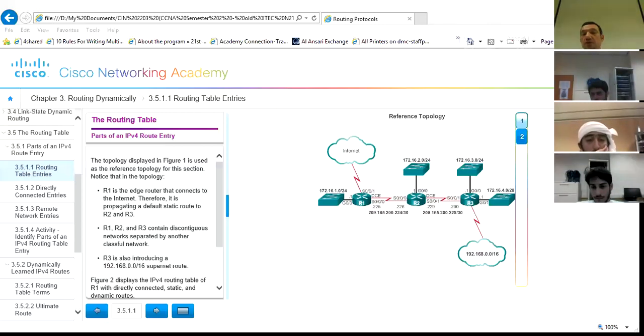If I did not use this 209 address for R1 and R2, and also between R2 and R3, and I kept the same and used one of the other /24 networks here, I just said 4.0/24. For this one link, I said 5.0/24. For this one link, 6.0/24. If I kept the same major class, which is all of them, they start with 172.16. So this is the same major network.